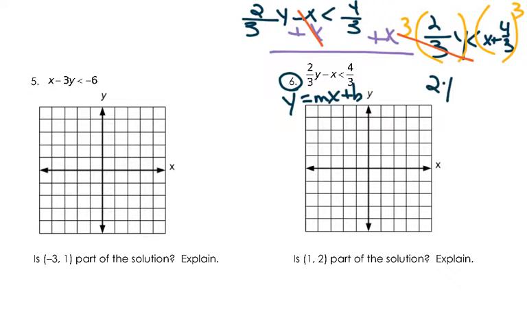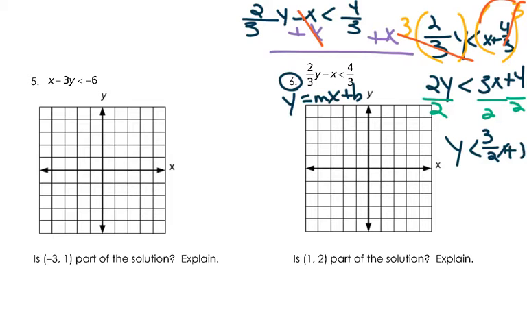So 2y is less than, distribute 3x, and here this actually just gets crossed out, plus 4. Now I have to divide everything by 2, and I have y is less than 3 over 2x plus 2. Okay, now I have my equation. Now I could go ahead and start graphing.